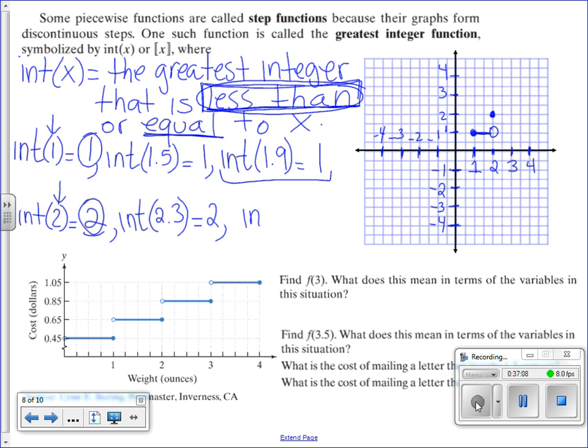Now let's check what will be the greatest integer of 2.79. What would that be? Also 2. So then we have another horizontal line here, and then an open circle, because the greatest integer of 3 is 3. So when you get to x equals 3, the y value will be 3. And so that is the step function, or the greatest integer function. Now let's do a couple of examples with negative numbers.